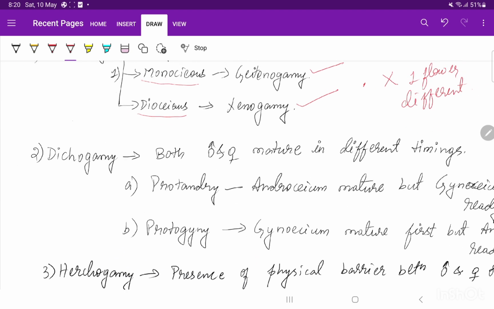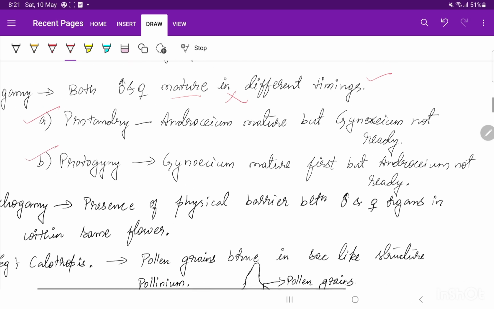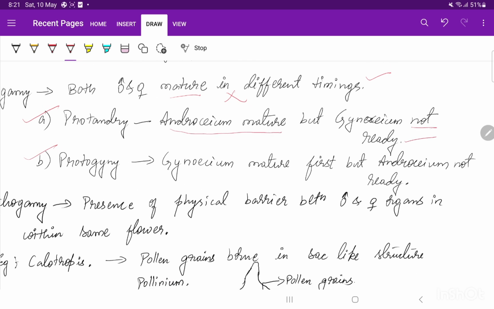I have already explained. Next is dichogamy, where male and female mature at different timings. In self-pollination, there should be synchronization. In cross-pollination, the condition is dichogamy, where synchronization is not there. First is protandry and second is protogyny. In protandry, the androecium matures first, but the gynoecium is not ready. If one flower is there, here androecium is matured, A is okay, but G is not okay. A will transfer to another flower where G is okay. So in this way cross pollination occurs, self pollination doesn't occur.